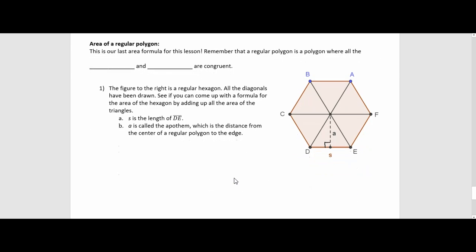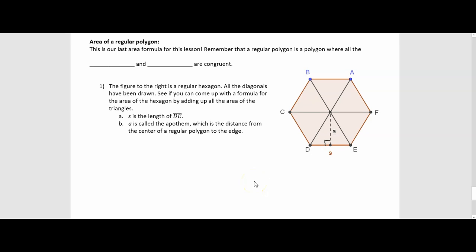And that is the area of a regular polygon. And obviously we're talking about polygons that have more than 4 sides, because we already know the formulas for parallelograms, squares, rectangles, trapezoids, etc. So a regular polygon is a polygon where all the angles and sides are congruent. That's important, because this formula only works for regular polygons.